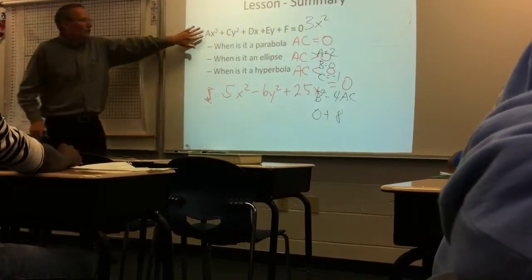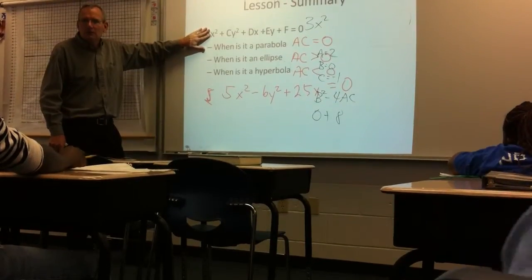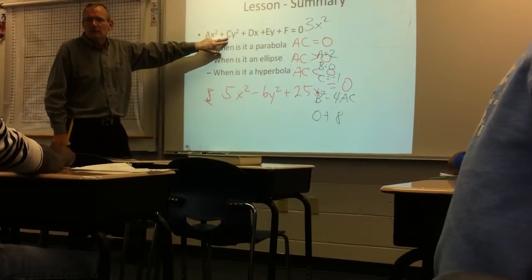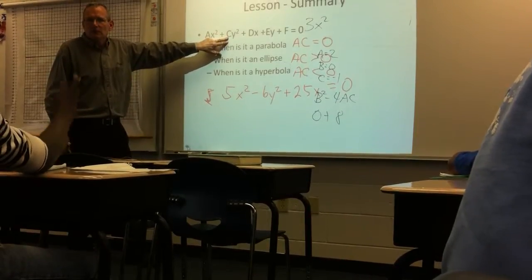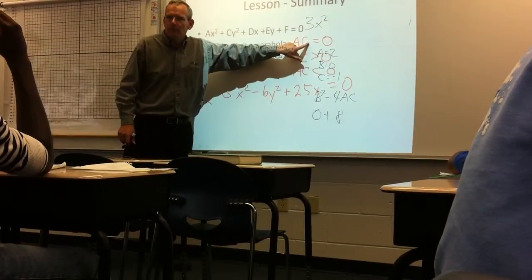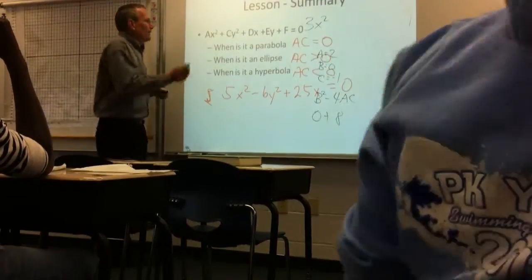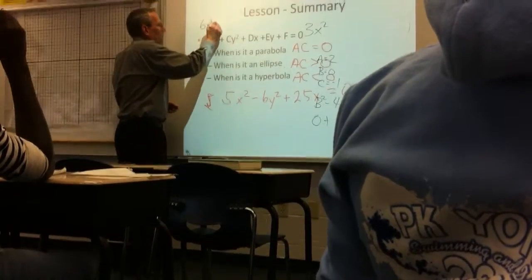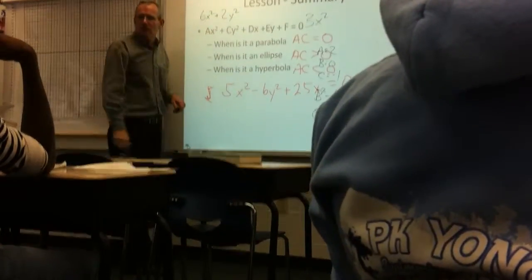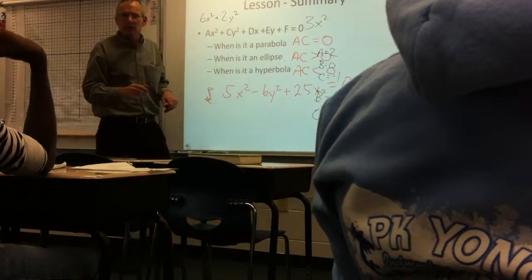Whatever's in front of the x squared is a. Whatever's in front of the y squared is c. Just like how we did last time. The red stuff. Yeah, the multiple. So a times c. If I'm dealing with 6x squared plus 2y squared, a is 6, c is 2. 2 times 6 is 12.